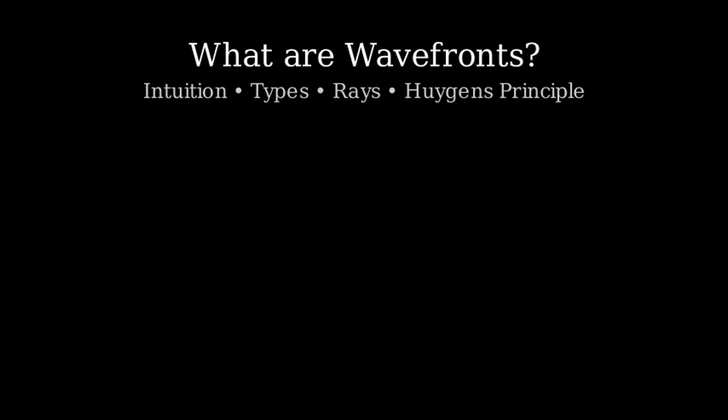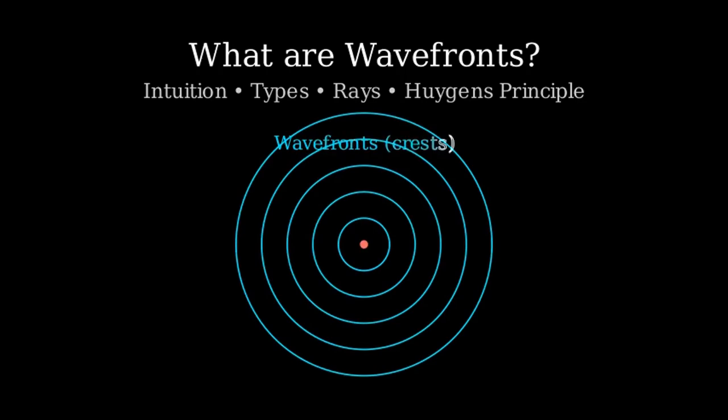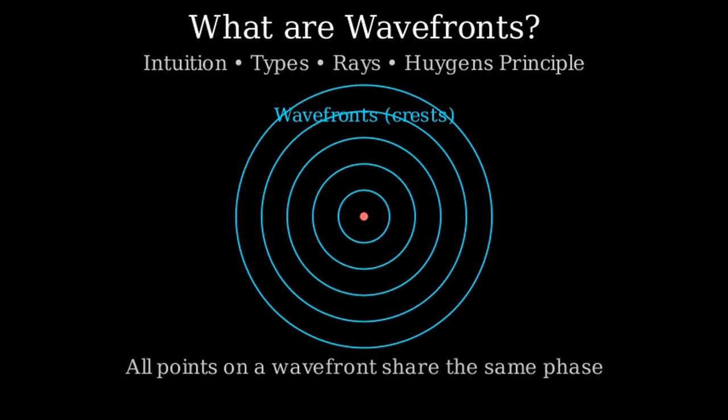Imagine dropping a small stone into a calm pond. Circles of ripples move outward. Each bright circle you see is a wavefront. It connects matching parts of the wave, like the crests. In physics language, every point on a wavefront is at the same phase. That means all those points are doing the same thing at the same time. For example, all at the highest point together.